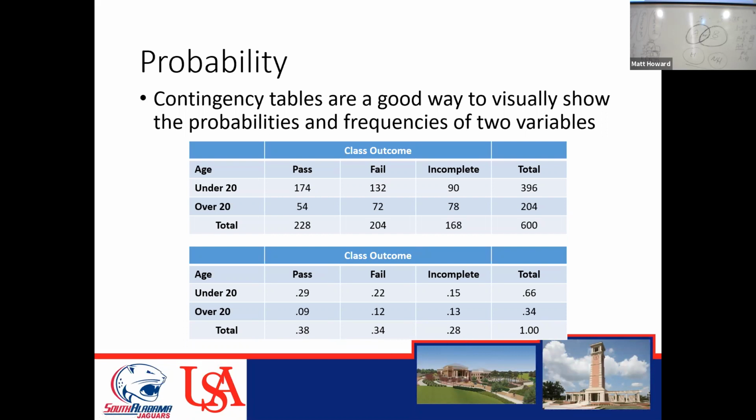So once again, just looking at how we can take observation based on a sample, and we can make probability estimates, but in this case, it's looking at how 2 variables intersect.